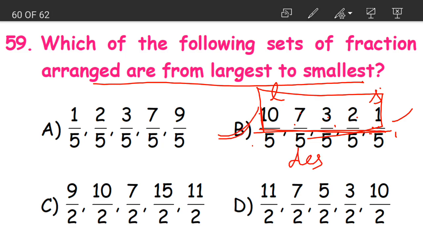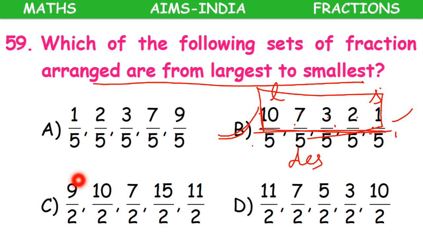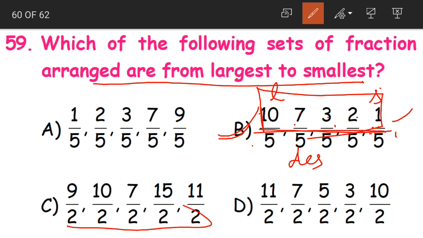So option B is our correct answer. Again, I am explaining options C and D also, as to why they are not our correct answers. Here we have 9, 10, 7, 15, 11 children. Here also the denominators are the same, but the numerators are not arranged in a specific order. 9 is smaller, then 10 is bigger, again 7 is smaller, 15 is bigger, 11 is smaller again. Yes, they are not in an order.